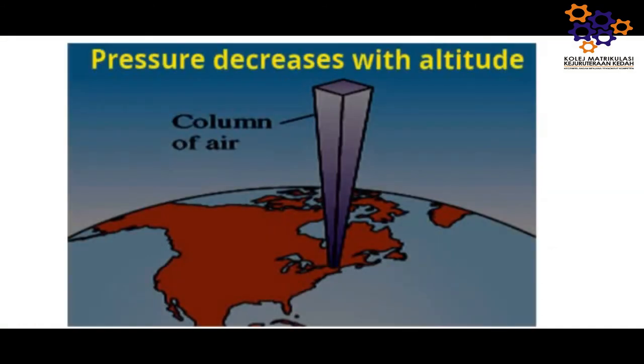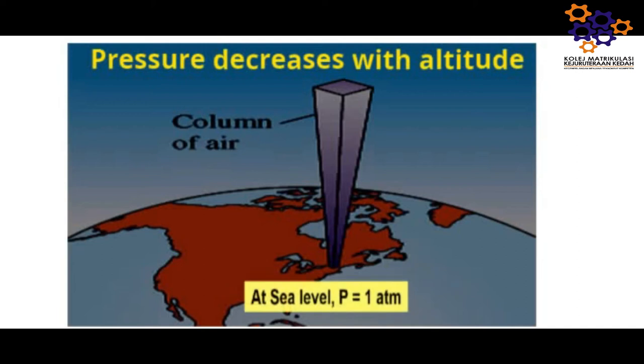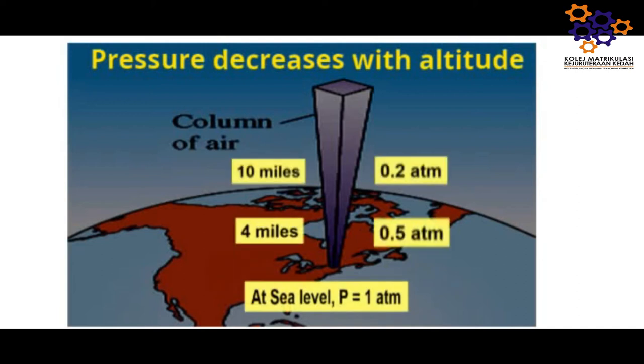Pressure decreases with altitude. This is because the number of air particles decreases. So, the collisions between the particles become fewer. Therefore, the pressure decreases.